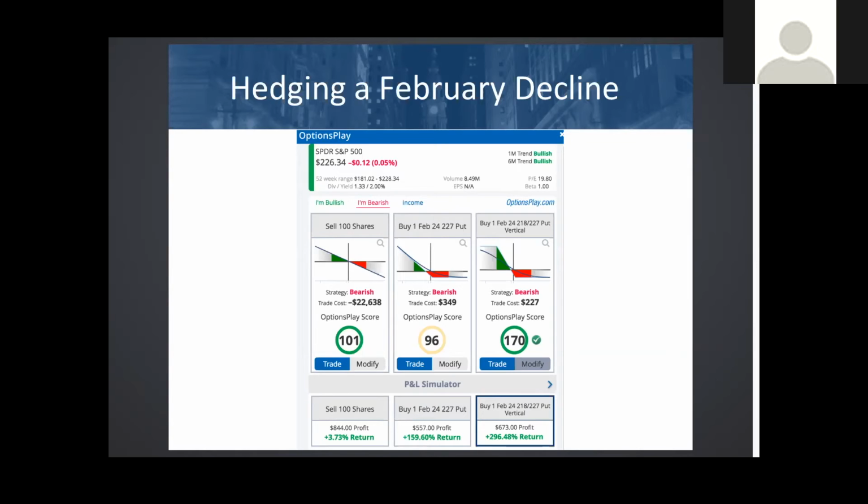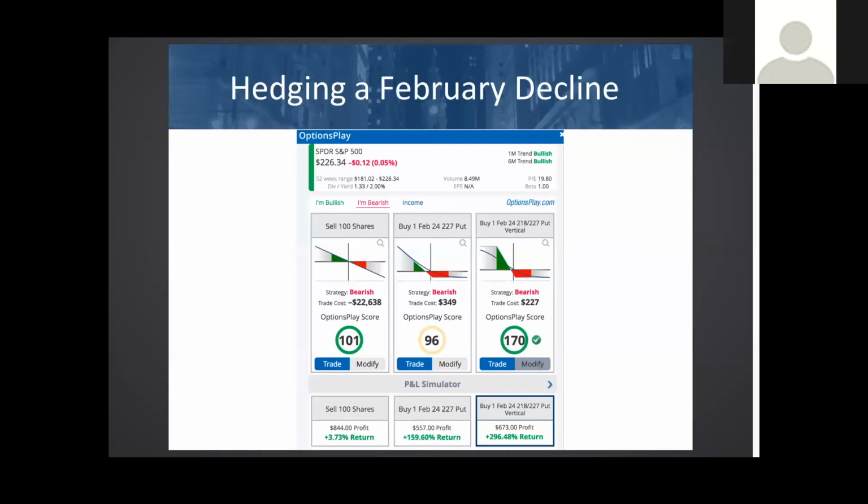Yeah, what I like about OptionsPlay, and thank you, Tony, for that, is that it uses probabilities, implied volatility, and normal price distributions to grade the various alternatives. So most people, if they were going to protect a portfolio, would buy a put option on the S&P 500. As you notice, that's only circled in yellow with a 96 score, but the vertical put spread, buying the 227 put with the S&P at 226.34, so it's slightly in the money, and selling the 218 put against it, recouping some of your cost, actually is the cheapest strategy with the best risk-reward ratio.